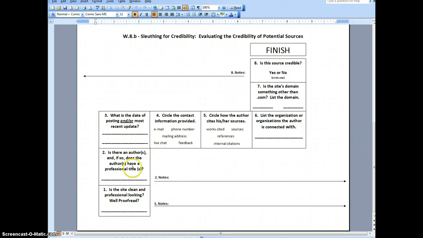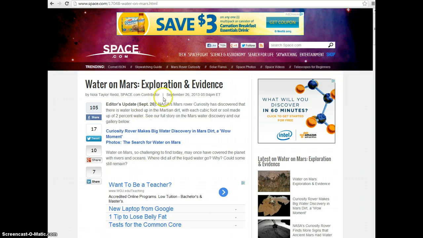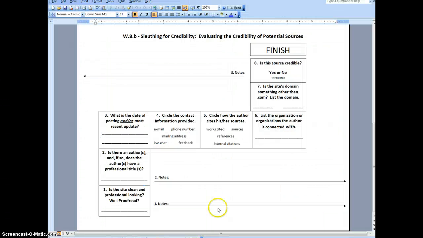So I guess this one is sort of a yes and no. What is the date of posting and/or most recent update? Well, there is a date of update right here, September 26th, 2013, at 5:04 p.m. So really, they were updating this information pretty recently. That I do like, and then I could put down September 26th, 2013 over here on my most recent update. Then it gets into contact information.